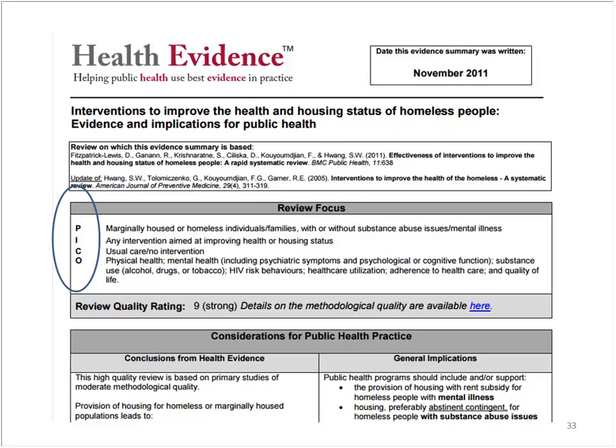Now, this is just one example. There are, of course, almost 4,000 others on Health Evidence, so you can find lots of systematic reviews on many topics. And you can do the search in a number of ways.